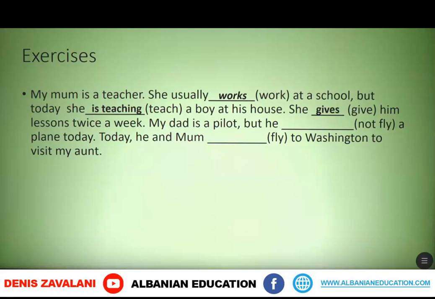My dad is a pilot, but he, how do you put the verb in the brackets in the gap? But he isn't flying a plane today. Today, he and mom are flying to Washington to visit my aunt.